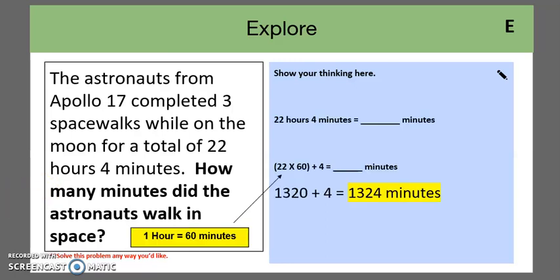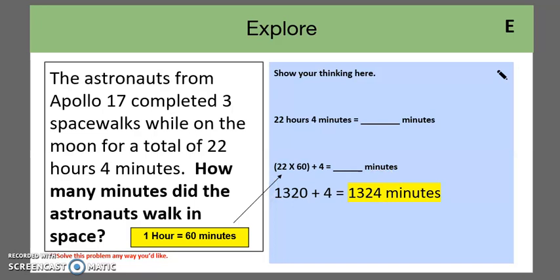So for here, we know that what is going to be helpful for students is that 1 hour equals 60 minutes. So we're going to take the value of 22 hours, 4 minutes, and we're going to look at converting hours to minutes. And again, we want to make sure that students do not manipulate the 4 minutes because it's already in minutes. So we're going to take 22, multiply it by 60, giving us 1,320. We're going to add the 4, giving us our answer of 1,324 minutes.